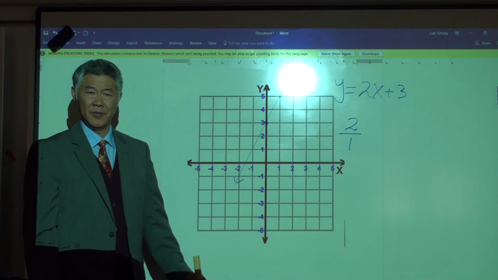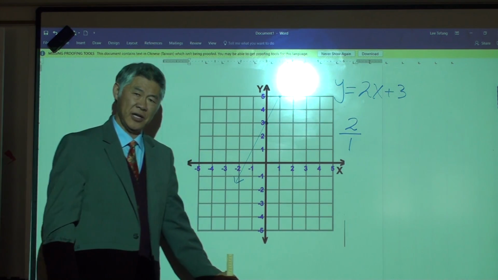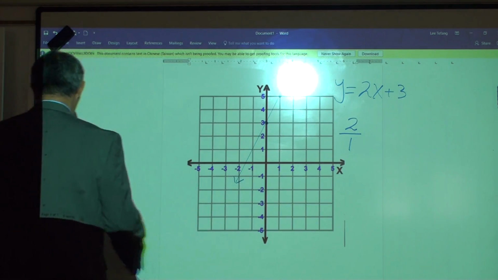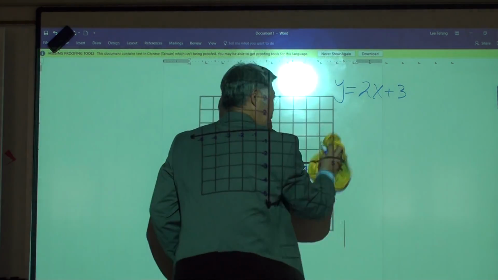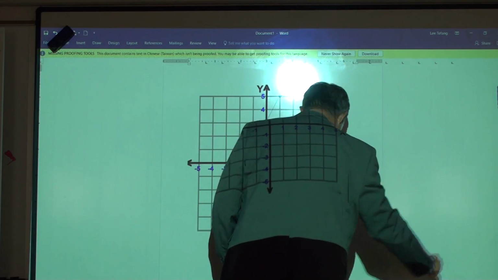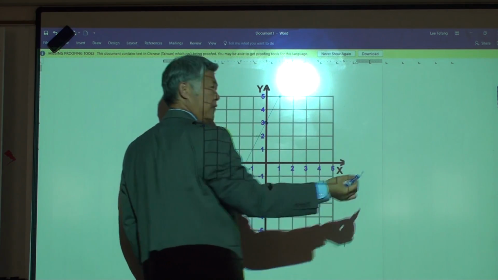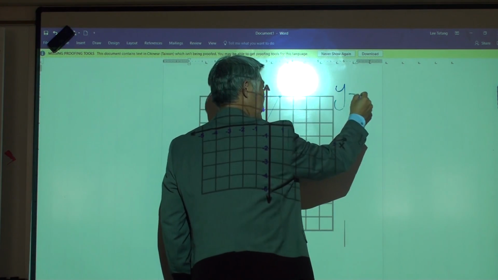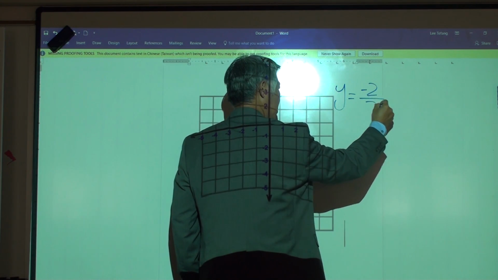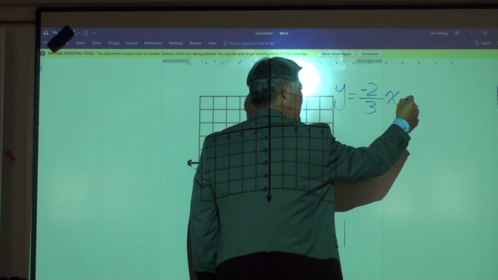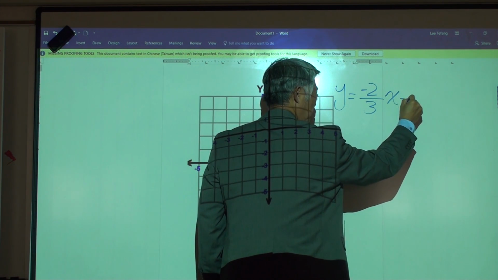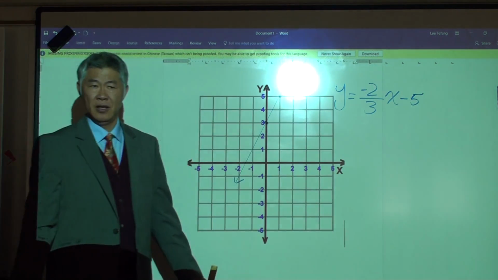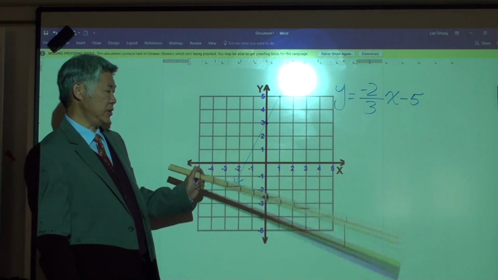Simple. I'm going to give you another example so you see, oh, this is so easy. You can do it. Let's find out this equation. Let's say, what if the slope is negative? Y equals negative 2 over 3 x, say, minus 5.